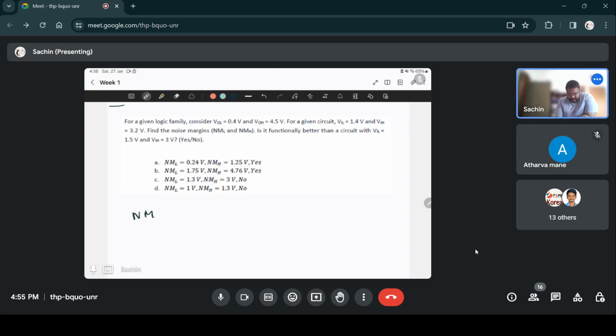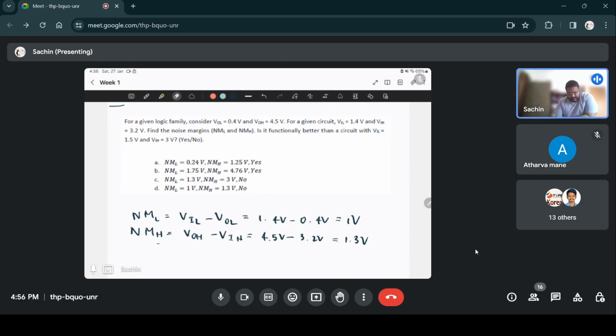Noise margin low is nothing but V input low minus V output low. This is 1.4 volts minus 0.4 volts, which is 1 volt. Noise margin high is VOH minus VIH, which is nothing but 4.5 volts minus 3.2 volts, which is 1.3 volts. So just from the first value of NML, you can see that it's option D. Just to cross check it, you can find the other value also, NMH. It's 1.3 volts.